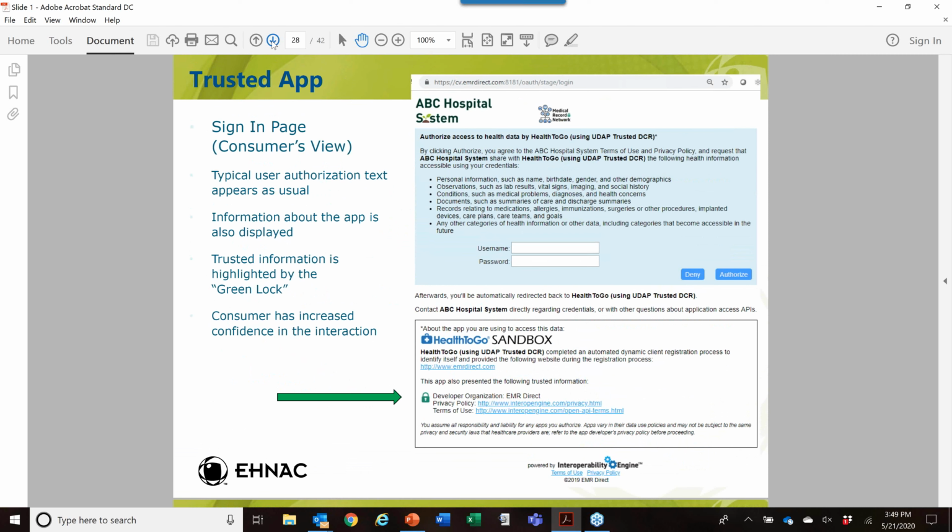The information about the app is presented at the bottom here. You can find out who the app claims to be, so the user can make sure this matches what they're expecting. And trusted information can be highlighted in our production systems. We use a green lock for this, and the trusted information is presented next to that. Who's really running the app, what's really their privacy policy, things of that nature that would be important to the user, and possibly even for you to accept that registration. So this might be a place where an indication that they have adopted the CARIN Code of Conduct would appear, or that they've been vetted as having good security practices by an auditor such as EHNAC.